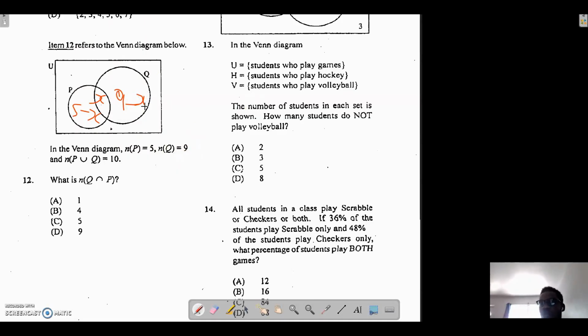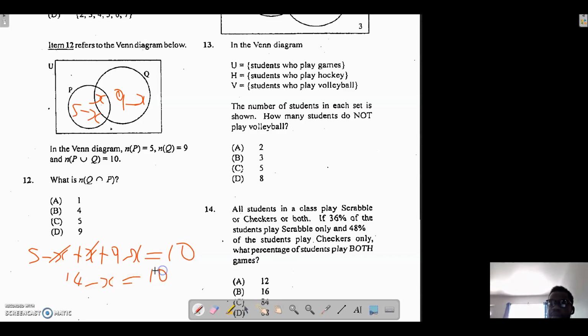Now, I can work this out algebraically, because I know that all of this should add up to 10. So 5 minus X plus 9 minus X is equal to 10. Negative X cancels out that. So we have 5 plus 9, that's 14 minus X is equal to 10. So we could carry over the 10, carry the X to the next side. So we're going to have 14 minus 10 is equal to X. So X is equal to 4. That's one way of looking at it.